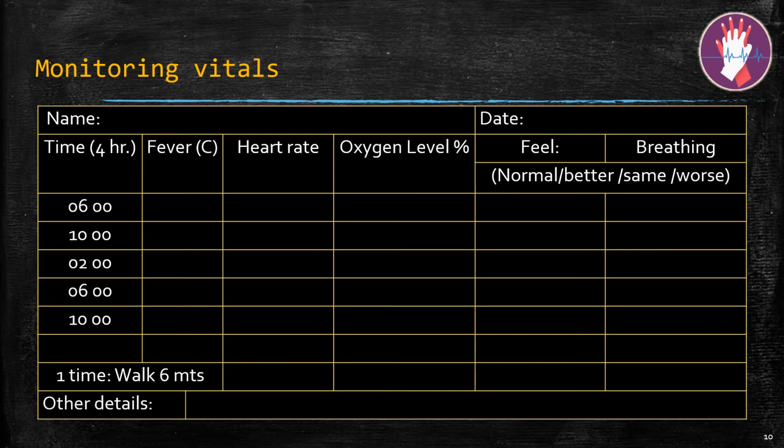So we would advise them to document this, and then when you talk to them the next day, you can assess globally how the patient is feeling, and depending upon that, you can make a judgment whether this patient needs a medical consultation.